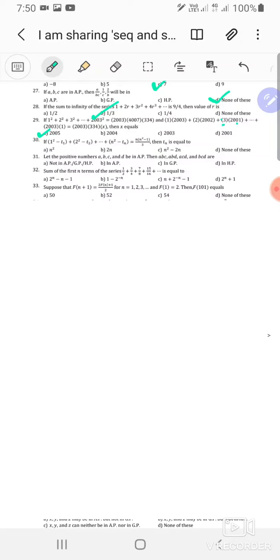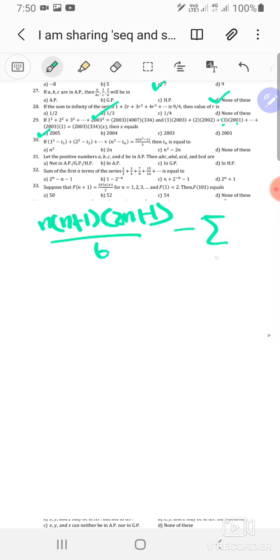If (1² − t1) + (2² − t2) all the way till (n² − tn) equals n(n² − 1)/3, then tn is equal to? So you get that the summation of 1² to n² is n(n + 1)(2n + 1)/6, and then minus t1 plus t2 plus, all the way till tn.